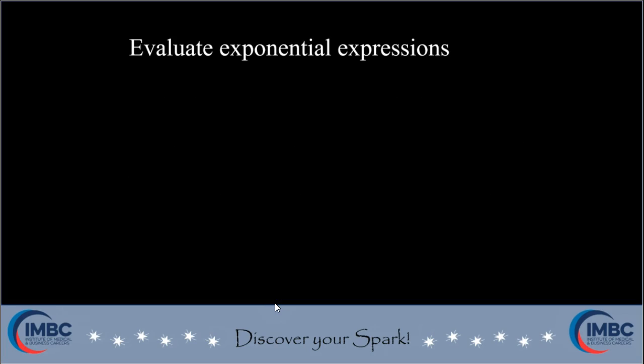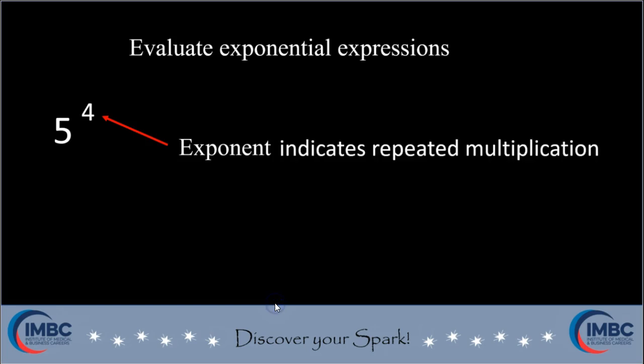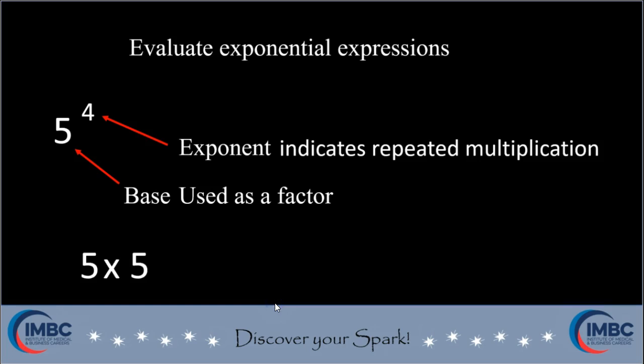Evaluate exponential expressions. 5 to the 4th power. The 4 is the exponent, and an exponent indicates repeated multiplication. The 5 is the base, and that's used as a factor. So, repeated multiplication. 5 times 5 is 25, times another 5 is 125, times the fourth 5 equals 625. So again, repeated multiplication, we have the factor 5. We're multiplying it 4 times.